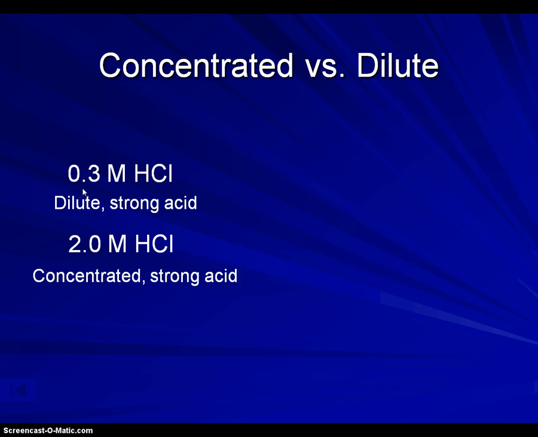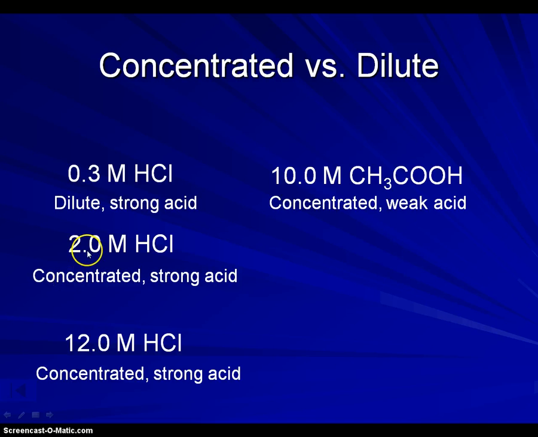Whereas if we have a more concentrated strong acid of like 2 molar or 12 molar, hydrochloric acid is a strong acid and the concentration is higher. Over here, we show an example of acetic acid, which is a very weak acid because it doesn't dissociate, but it's a concentrated weak acid because there are 10 moles per liter. So don't get those two terms confused. Hopefully this will help you to distinguish.